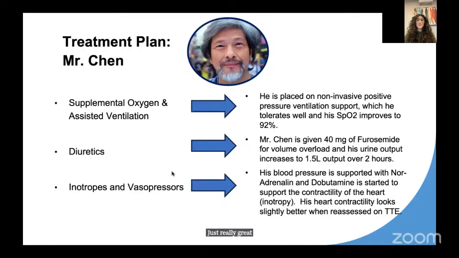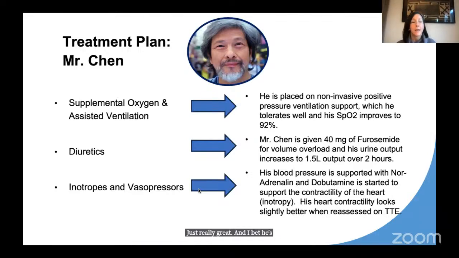And I bet he's breathing much better there. And then inotropes and vasopressors. His blood pressure is supported with noradrenaline and dobutamine. Dobutamine was started to support the contractility of his heart. His heart contractility looks slightly better when reassessed on echo, although it's not going to fully get him back to normal, or maybe not even to his 35%, but at least a little bit better than the 20% in his acute decompensated state. That's great.